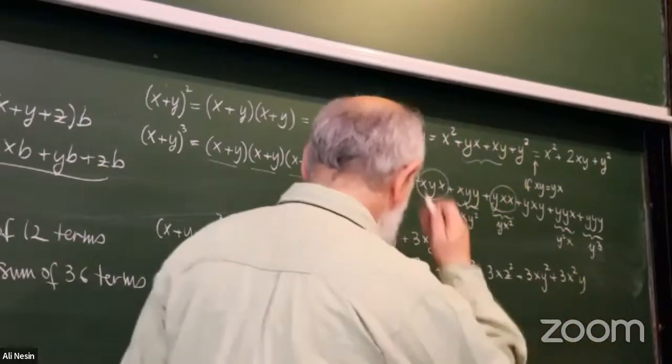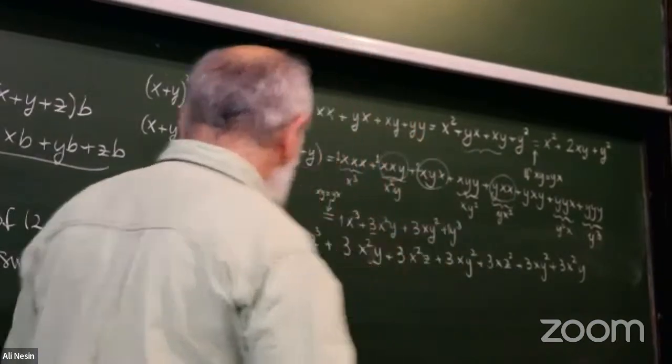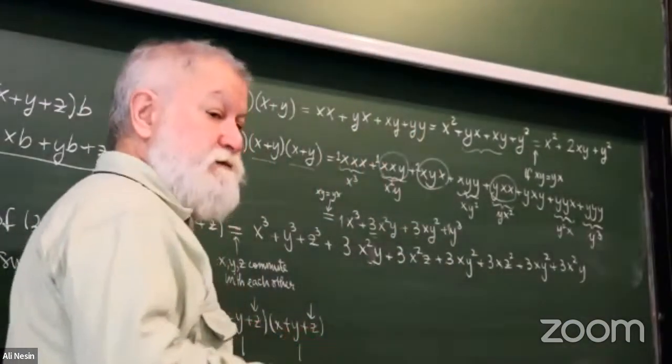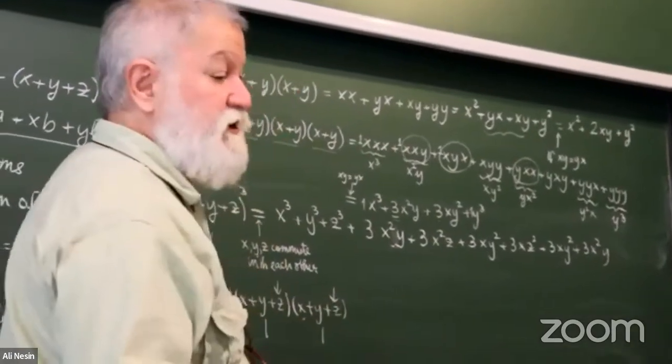That's it, right? And then we have xyz. So you have to choose x from here, y from here, z from here, or y from here, x from there. How many possibilities? We have, of course, 3 factorial, right?